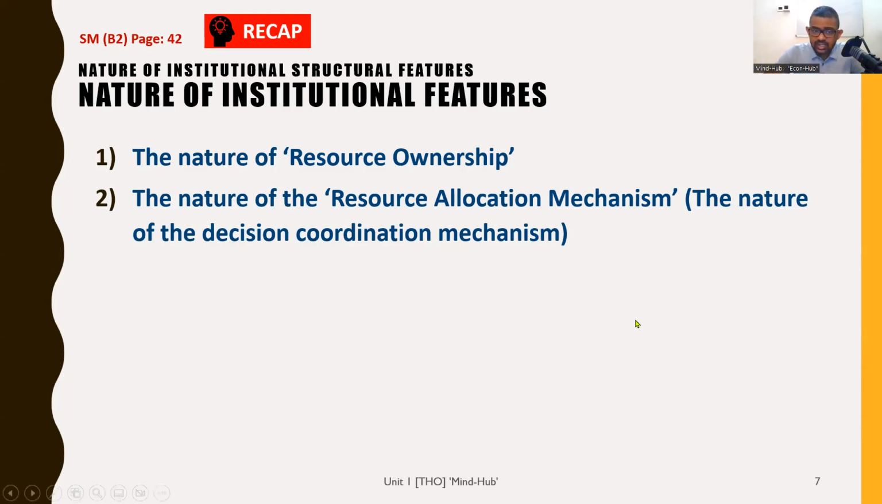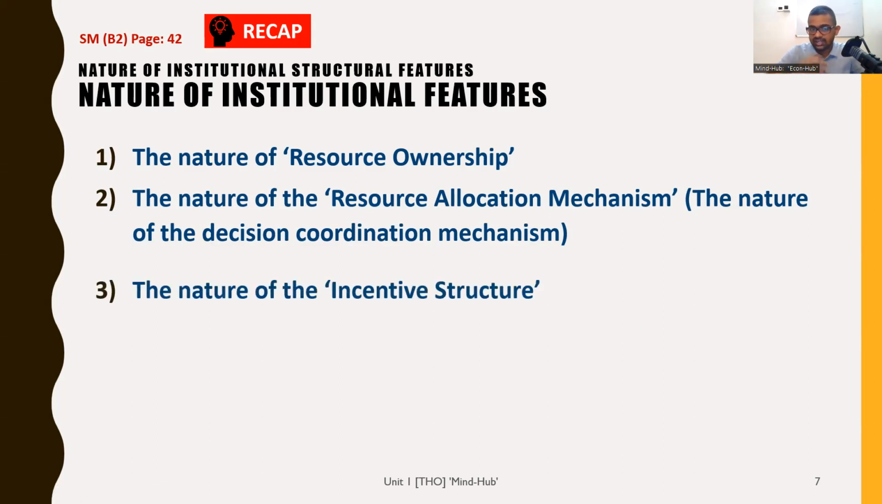Then in every economic system, there's a certain structure of incentives. There are things that motivate people in an economic system. The point is that the first three are especially important. In every economic system, there's a certain way in which resource ownership takes place. So in every economic system, resource ownership is there.